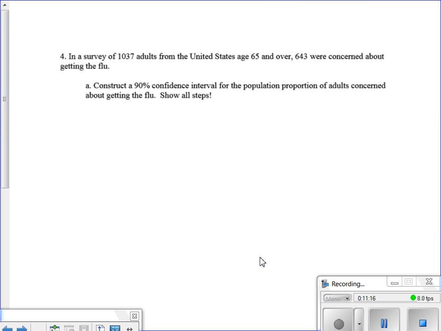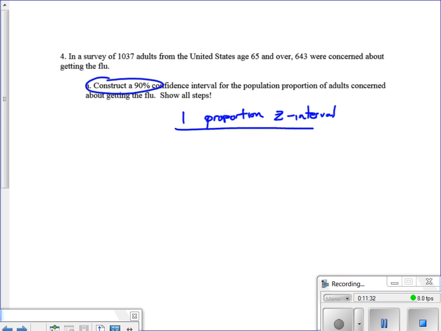All right, last problem. In a survey of 1,037 adults, 643 were concerned about getting the flu. Construct a 90% confidence interval for the population proportion. So this is a 1 proportion Z interval. Something to note: proportions always use Z. There is no T interval for proportions.